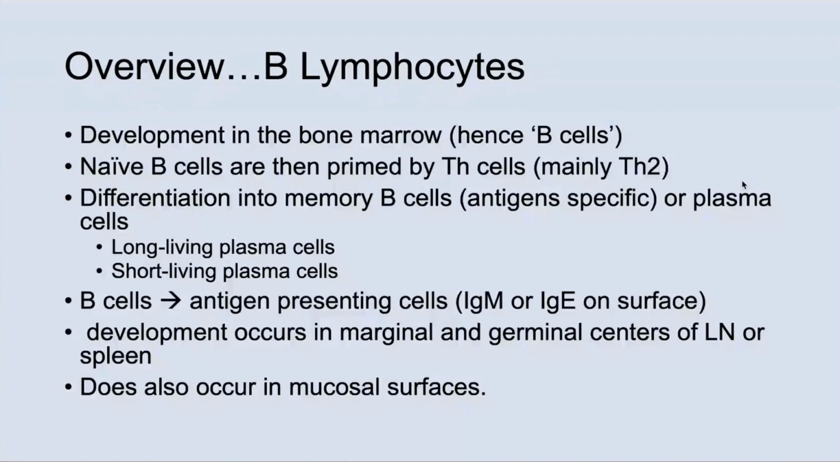So plasma cells, there's long-living plasma cells, which can stay alive for long periods of time, months to years, and then some which are short-living. The short-living ones are the ones that really are needed during a really, really high inoculum infection, when you have to knock down pathogen quickly with antibody. Now, B cells can also be antigen-presenting cells. You can have IgM or IgE on the surface of them, okay? And then the development occurs both in the marginal and germinal centers of lymph nodes and the spleen, right? But it also occurs in the mucosal surfaces, right? So you have lamina propria, not just in the GI tract, but also in the mucosal surfaces of the respiratory tract and GU tracts. Very important, because this is how IgA is produced by some of these B cells and released, and also IgD and also other regulation effects locally.